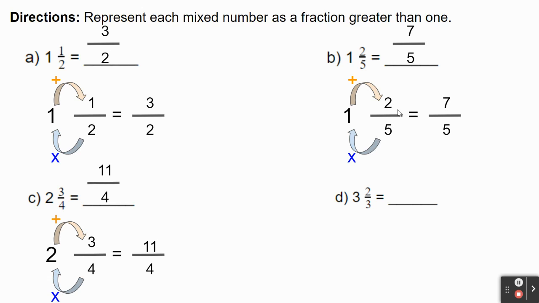And finally, we have 3 and 2/3. If we multiply the denominator times the whole number, 3 times 3 is 9. We can then add the numerator 2. 9 plus 2 equals 11. So the numerator is 11 and the denominator 3 stays the same. So 3 and 2/3 is equivalent to 11/3.